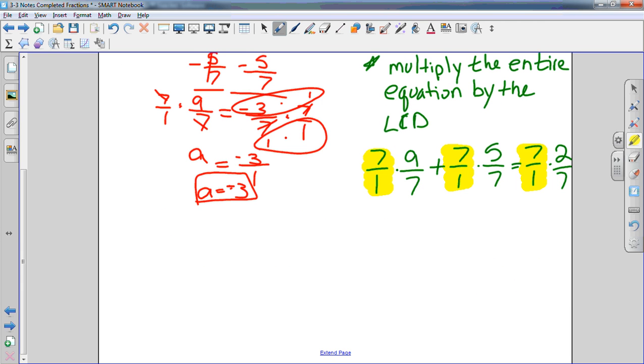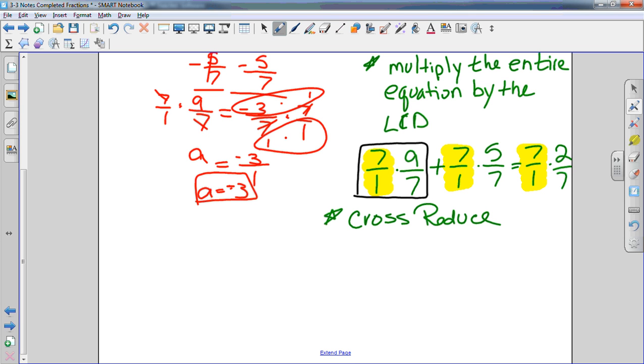Now, cross-reduce. Once you multiply everything, then you're going to cross-reduce. So look at this term right here. I have to cross-reduce. What happens to the 7s? They cancel each other out. So what are you left with? A over 1, or just A. Because if you multiply the top and the bottom, you have A over 1. A times 1 is A. 1 times 1 is 1. I just have A over 1, which is A.